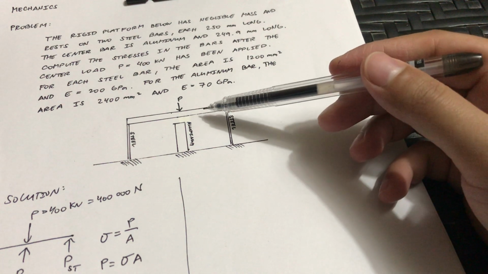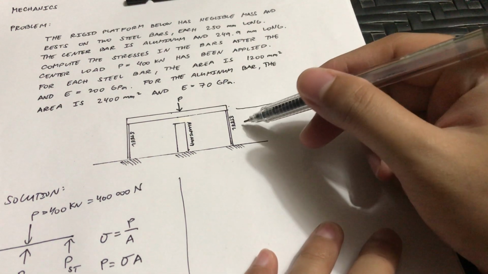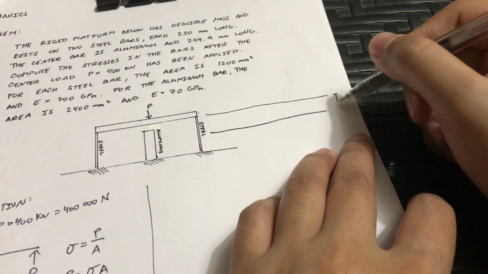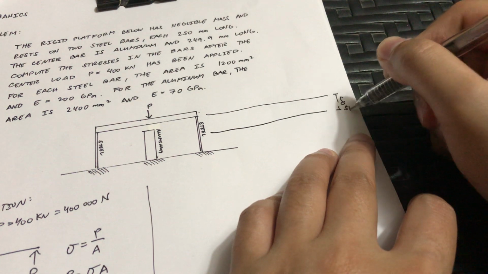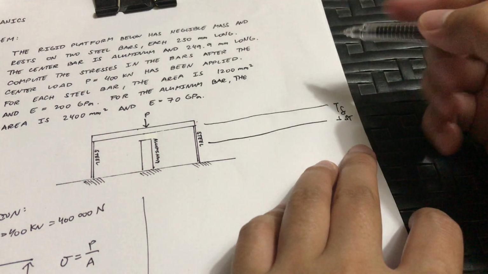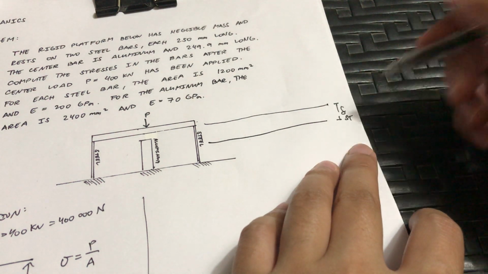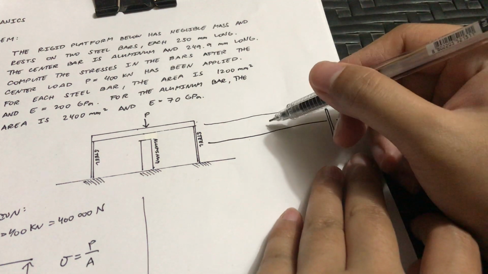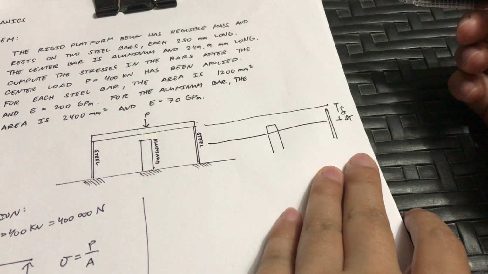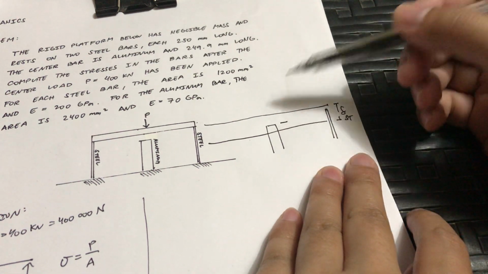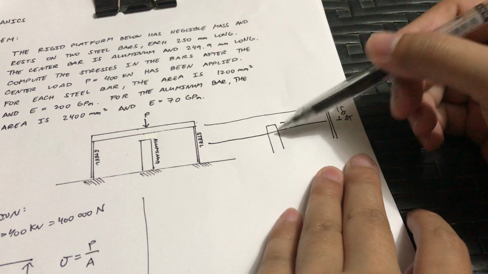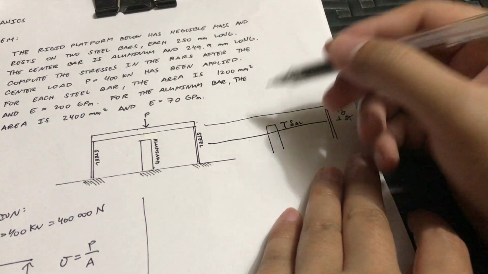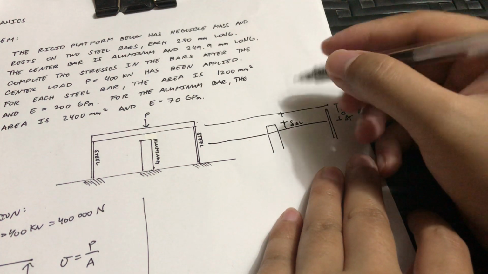So if the steel will deform, the platform will go down. Assuming the platform will go down here, then this will be the deformation of the steel. While for the aluminum, since the aluminum was initially here, after the platform goes down here, this will be the deformation of the aluminum. Now this vacant space here, this is the 0.1 mm.